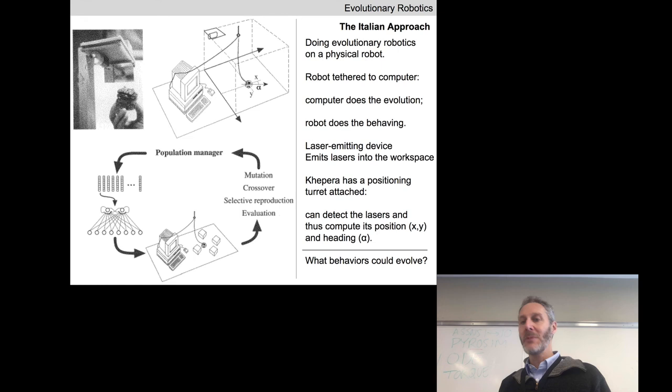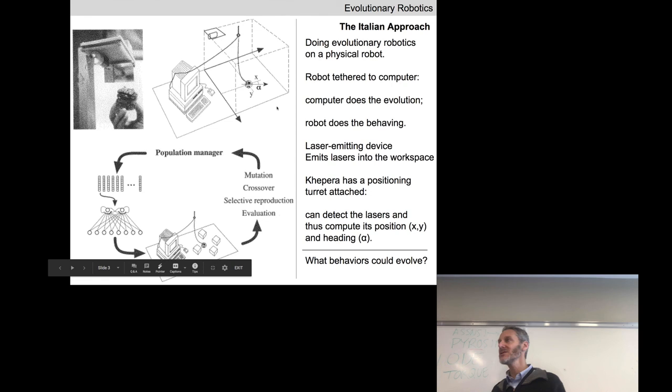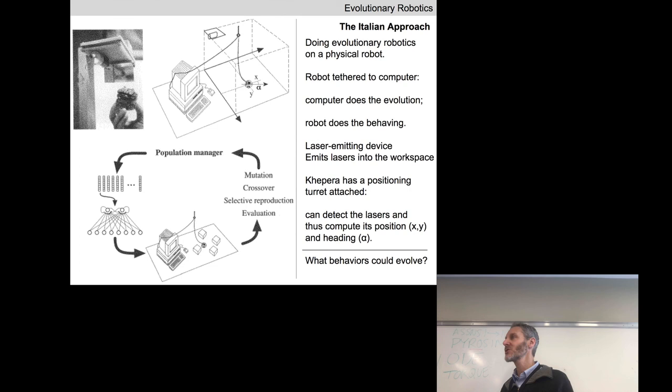Assuming that we took those three numbers and fed them into the little robot's neural network, and then it rotated its wheels based on those three numbers and the sets of synaptic weights, what kinds of behaviors could we evolve for this robot? Not much, obviously, but what could we do?